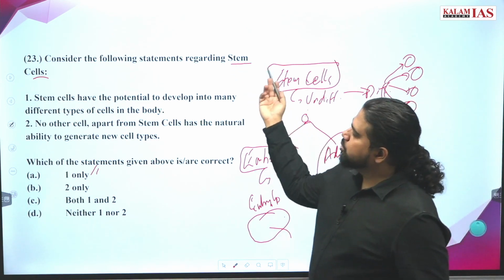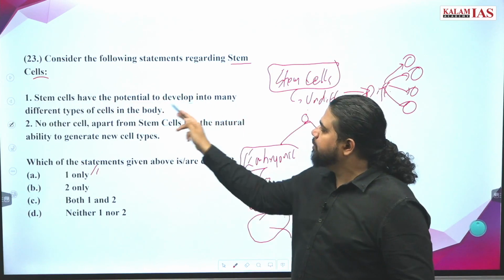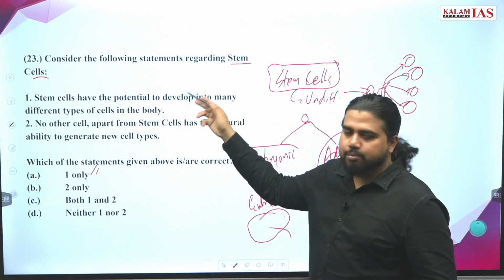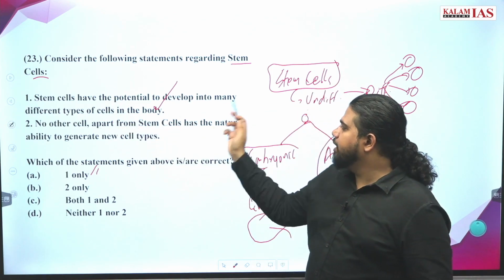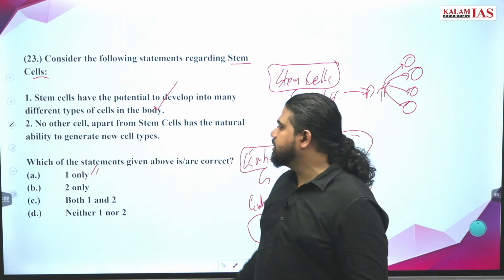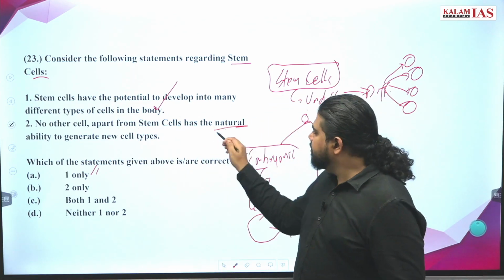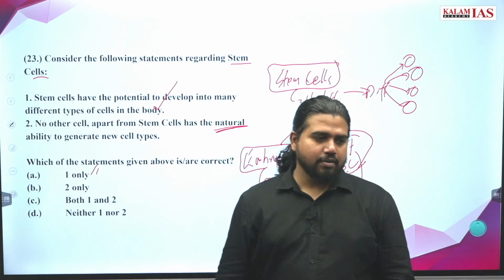Now let's answer this question. Stem cells have the potential to develop into many different types of cells in the body. That is the exact definition of a stem cell. No other cell apart from a stem cell has the natural ability to generate new types of cells. Natural ability, no one else has it.